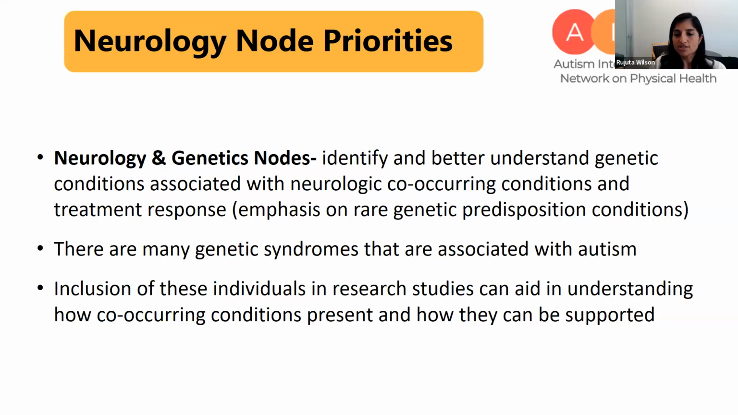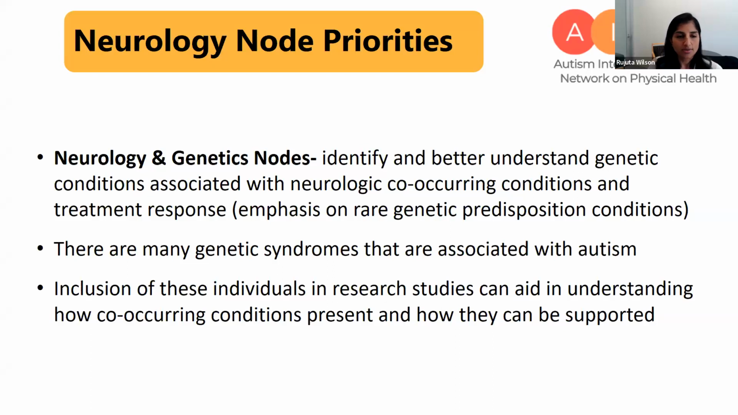And so now what I'm going to focus on is our combined efforts with the neurology and genetics node, going back to identifying and better understanding genetic conditions associated with autism and neurologic co-occurring conditions and treatment responses, or potentially what treatment responses could do.